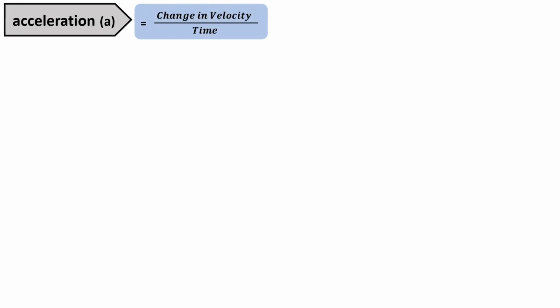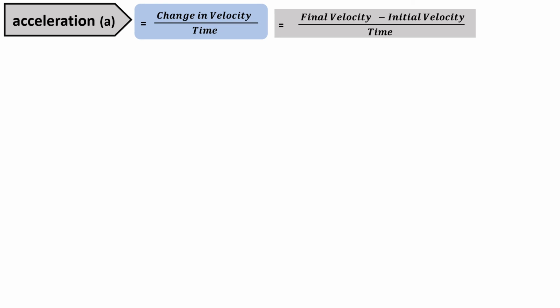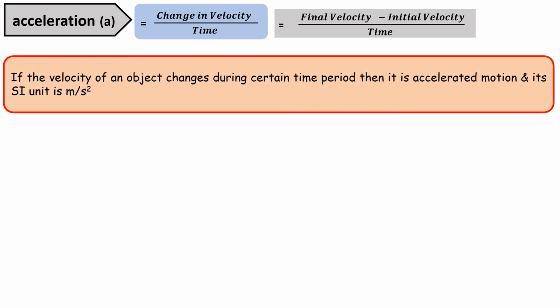Next is acceleration. Very important term, acceleration. Acceleration is the rate of change of velocity. That is, final velocity minus initial velocity upon time. So if the velocity of an object changes during a certain time period, then it is accelerated motion and its SI unit is meters per second square. Now this is the unit for acceleration. So here you have to be careful with the definition. The velocity of the object changes.